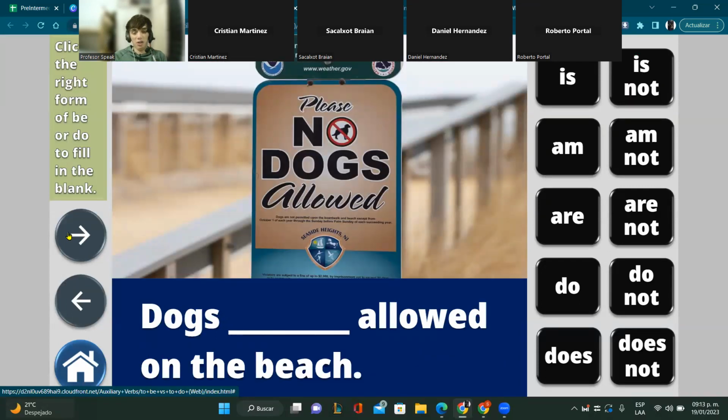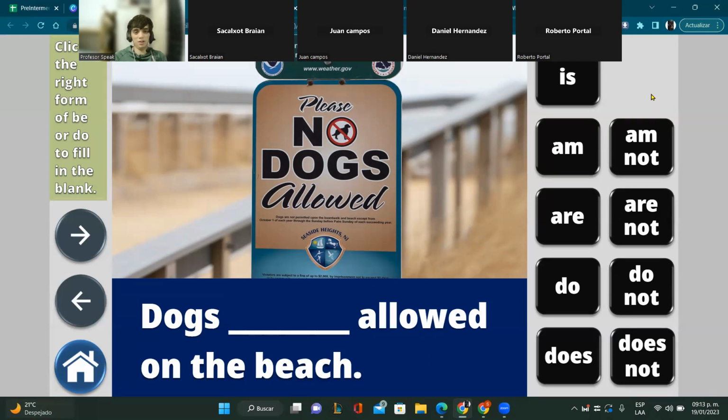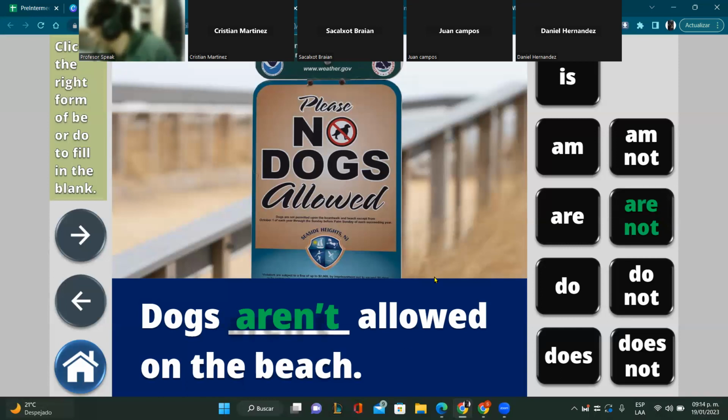Dogs allowed on the beach. This is another adjective. We have plural here, dogs, a plural noun. Dogs isn't allowed on the beach? But we have dogs. This is plural. Isn't is for singular. Aren't. Excellent. Dogs aren't allowed on the beach. What's the meaning of this adjective? Allowed. Permitidos. Excellent. So we can say los perros no están permitidos en la playa, or the correct translation will be no se permiten perros en la playa.